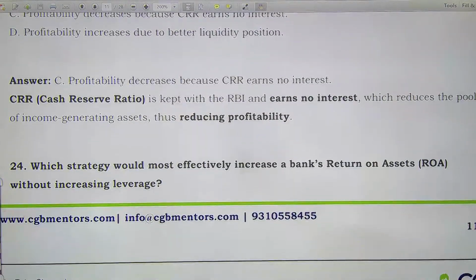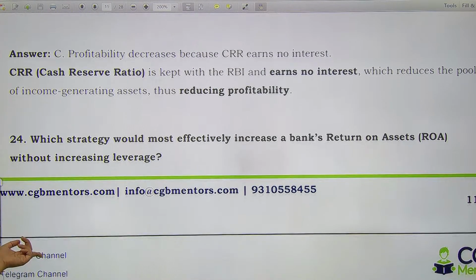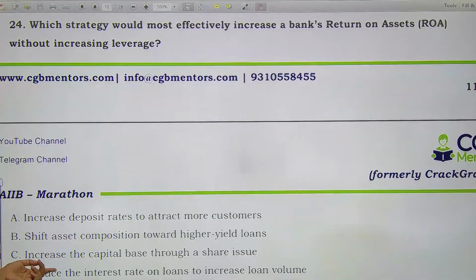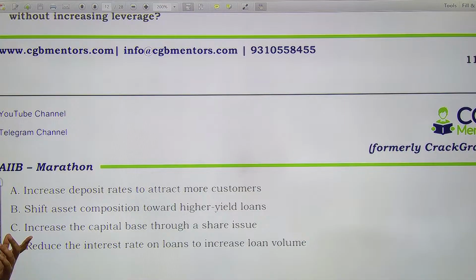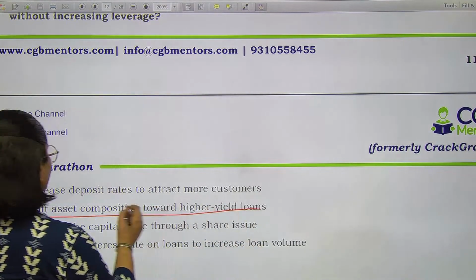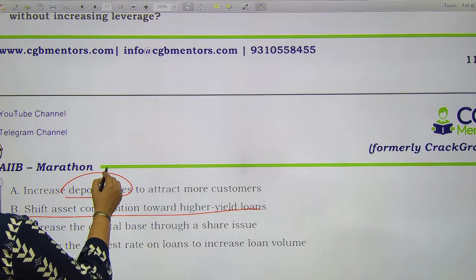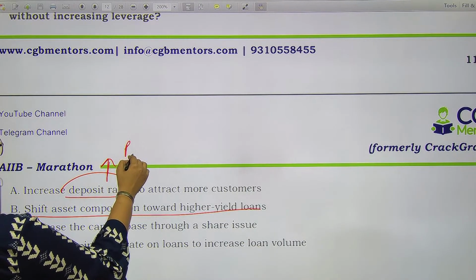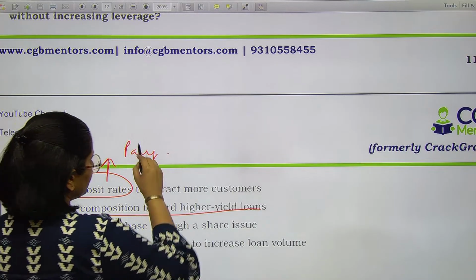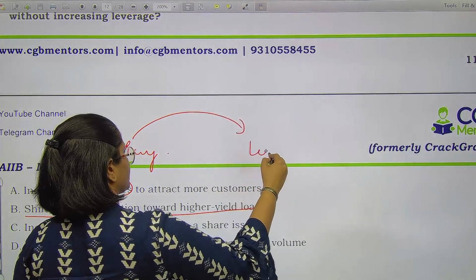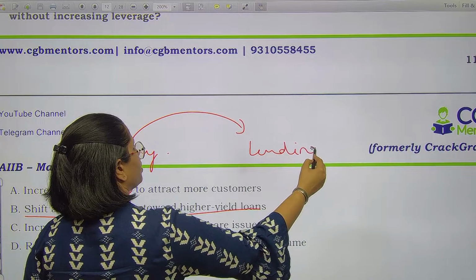Now, which strategy would most effectively increase a bank's ROA without increasing the leverage? Return on assets कैसे बढ़ेगा बिना leverage को बढ़ाए हुए? So increase deposit rates to attract more customers. Shift asset composition toward higher yield loans. Okay. See, deposit rates को बढ़ाने से फायदा नहीं होगा उतना क्योंकि आपको पे तो करना ही पड़ेगा. And eventually what you are going to earn is not through deposits but by lending these deposits. Right. So we have to focus over here.